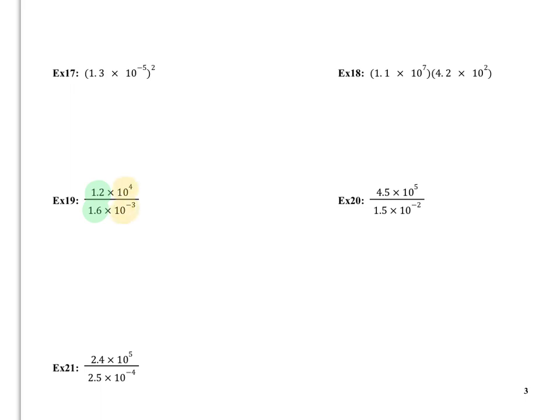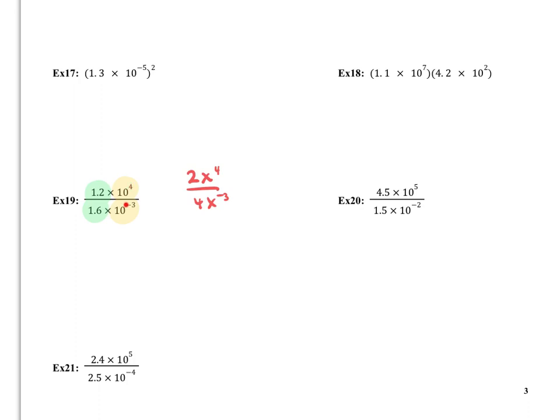So this is kind of like doing what we saw this past week, which was like 2x to the third over 4x to the seventh or something like that. I treat the 2/4 as its own problem, and I treat the x's as its own problem. So here I'm going to divide 1.2 by 1.6, and I'm going to divide 10 to the 4th divided by 10 to the negative third. Because these have the same base and they're being divided, which allows me to subtract.